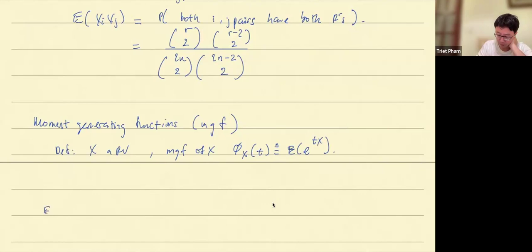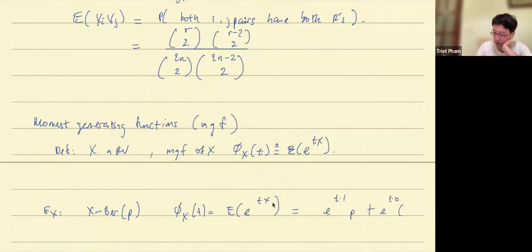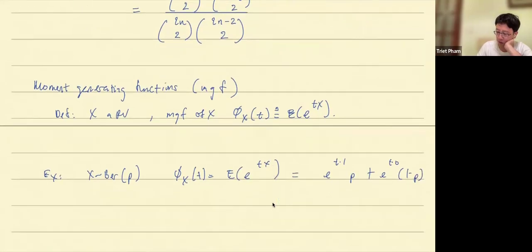For example, the moment generating function of a Bernoulli is what? Well, we just list out e to the t times 1 times p, plus e to the t times 0 times 1 minus p. So it's going to be p e to the t plus 1 minus p.